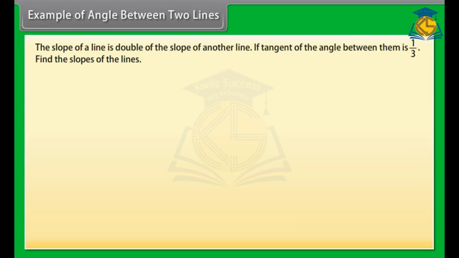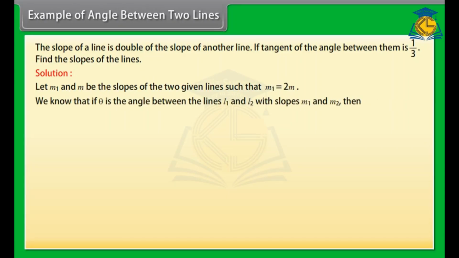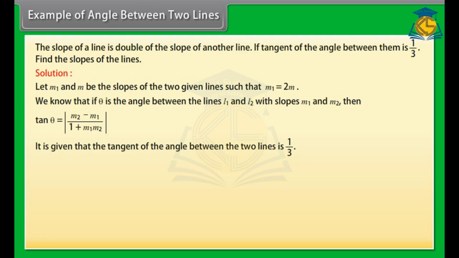Example of angle between two lines. The slope of a line is double the slope of another line. If the tangent of the angle between them is 1/3, find the slopes of the lines. Solution. Let m1 and m be the slopes of the two given lines such that m1 is equal to 2m. We know that if theta is the angle between the lines L1 and L2 with slopes m1 and m2, then tan theta is equal to modulus of (m2 minus m1) divided by (1 plus m1 m2).